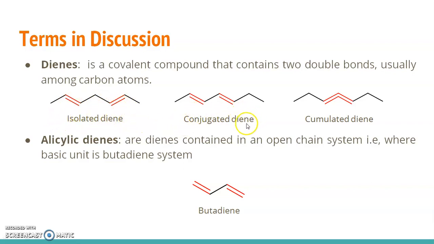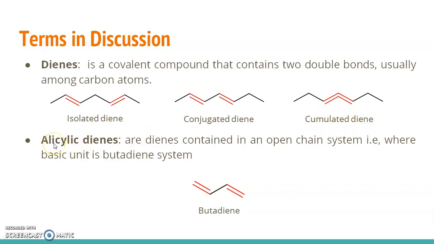Coming to conjugated diene, conjugated dienes are a kind of molecule where the two double bonds are separated by one single bond. Okay, and they are termed conjugated dienes. And cumulated dienes are a set of dienes where the two double bonds are attached to one single carbon atom, or there is no single bond between these two double bonds. Those kinds of molecules we call cumulated dienes.